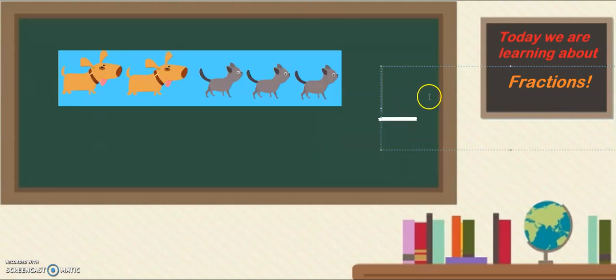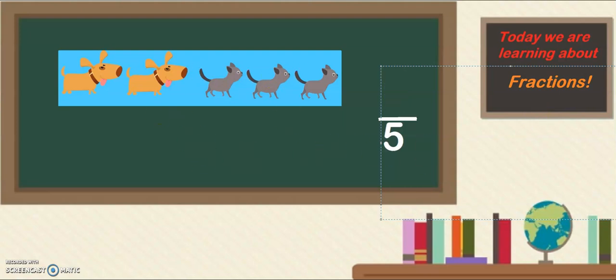Let's say we are counting how many pets there are in this picture. And then we say, what is the fraction of the number of cats? So what's the total of the set? We have 1, 2, 3, 4, 5 pets. And they're asking how many of the 5 pets are cats. 1, 2, 3 of the 5, or 3/5 are cats.